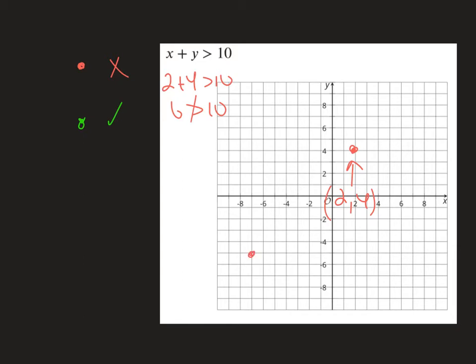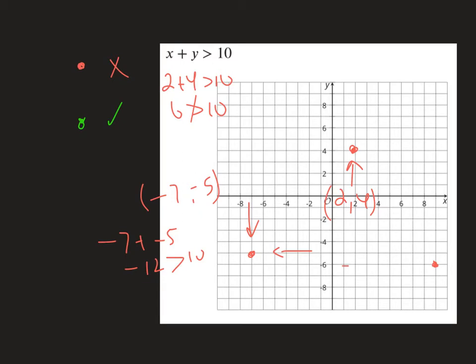Well, how about over here? This is going to be -7 and -5. Okay, so -7 on the x, -5 on the y. And so what's -7 plus -5? That's going to be -12. Is -12 bigger than 10? Absolutely not.